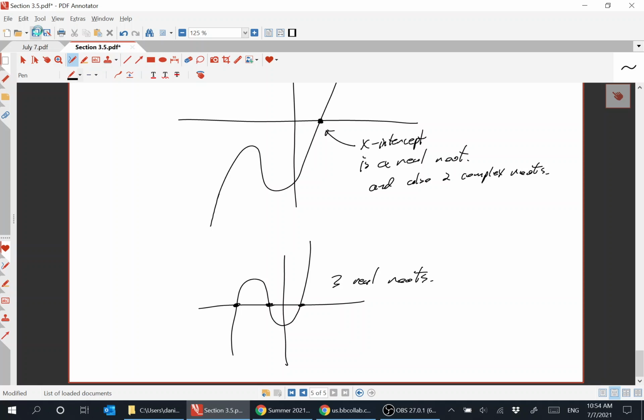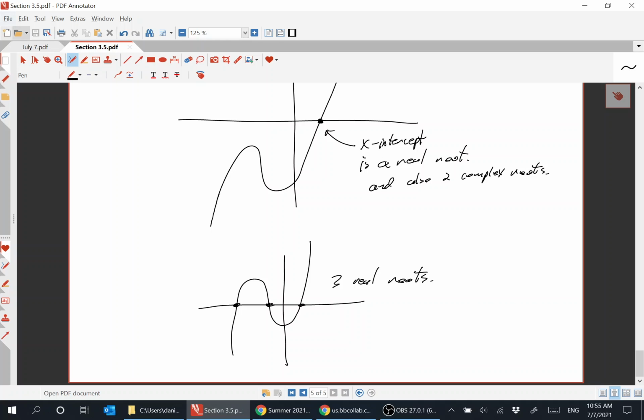Not that you can necessarily always find what that real root is. You can. There are things called Cardano's equations, but they're really very complicated. So for a degree 3 polynomial, you can always find what that root is, but for degree 5, no. So degree 3, degree 5, degree 7, they always have at least one real root because the complex roots come in pairs. So they only account for an even number of roots.